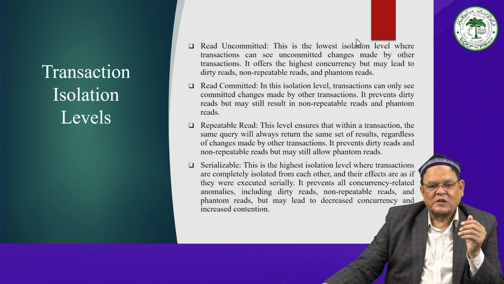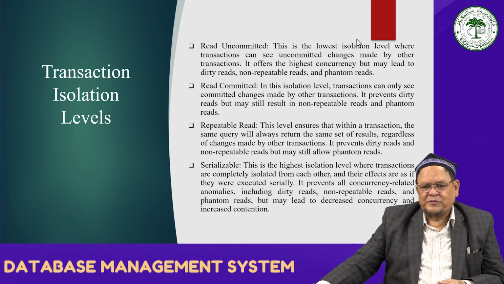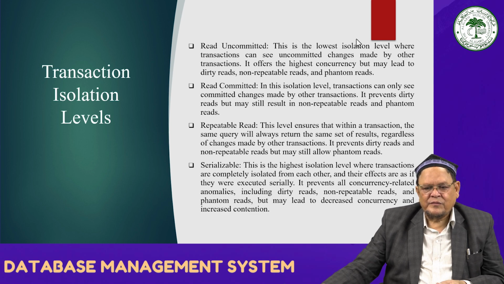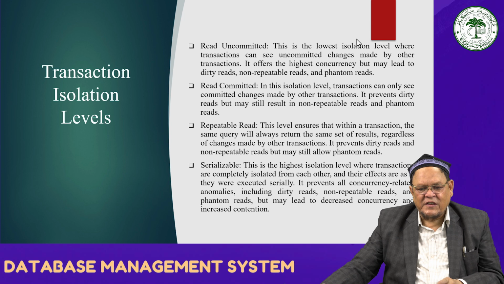So there are four. And the last is serializable, the highest isolation level, where transactions are completely isolated from each other. It prevents all concurrency-related anomalies, including dirty reads, non-repeatable reads, and phantom reads, but may lead to decreased concurrency and increased contention.